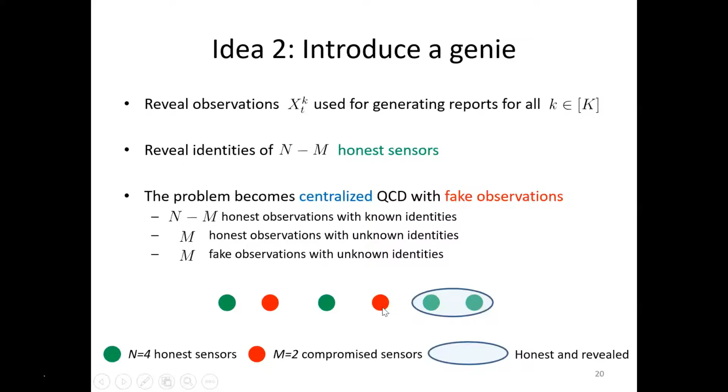And the genie reveals the locations of these n minus 4, that is 2, honest sensors to the fusion center. So this will make the problem like this. We have a total of n minus m honest and revealed sensors, and we have m honest sensors and m compromised sensors whose identities we don't know. So this is the problem after the genie.